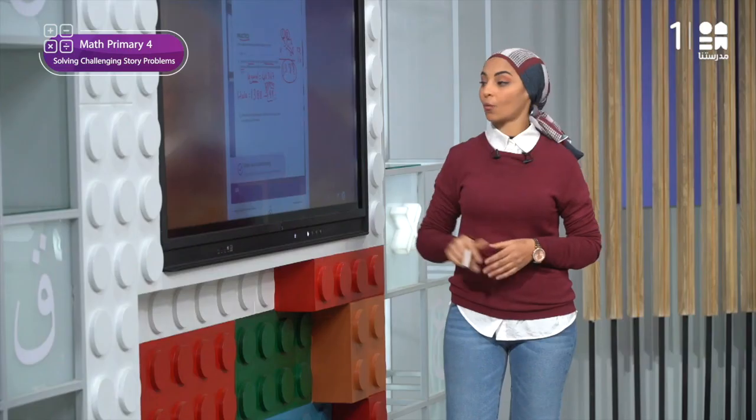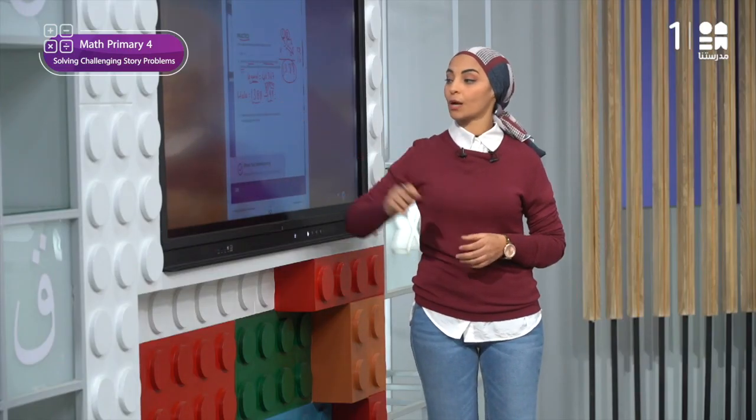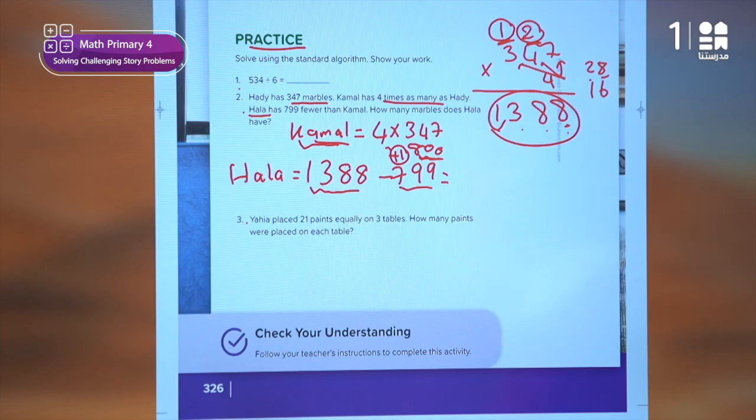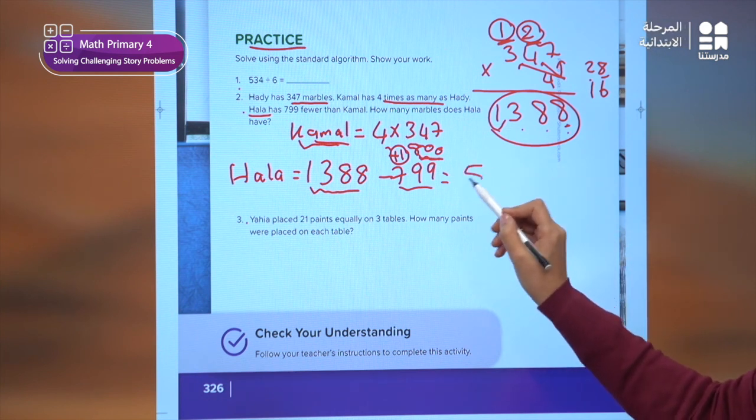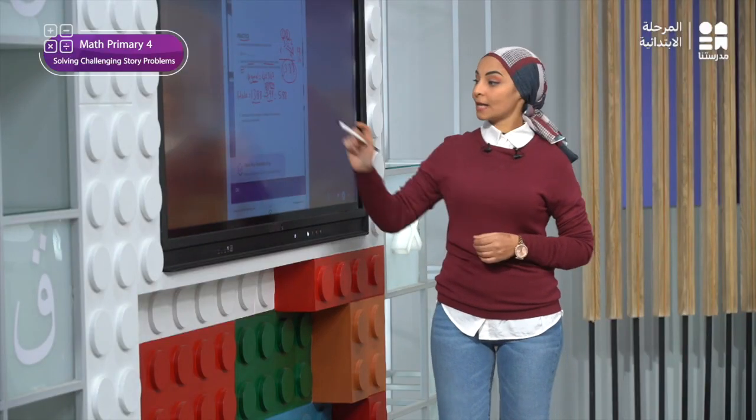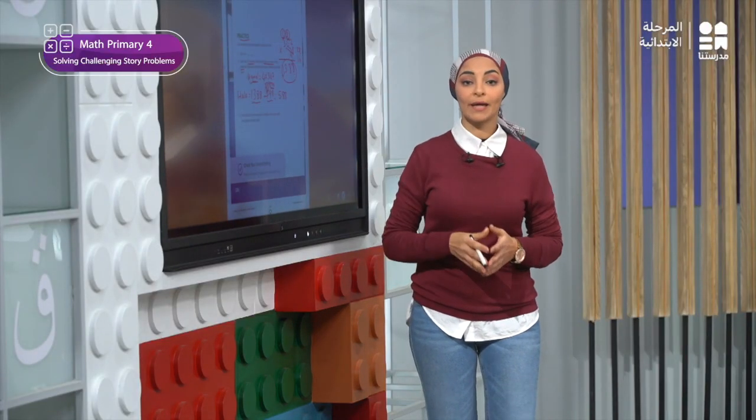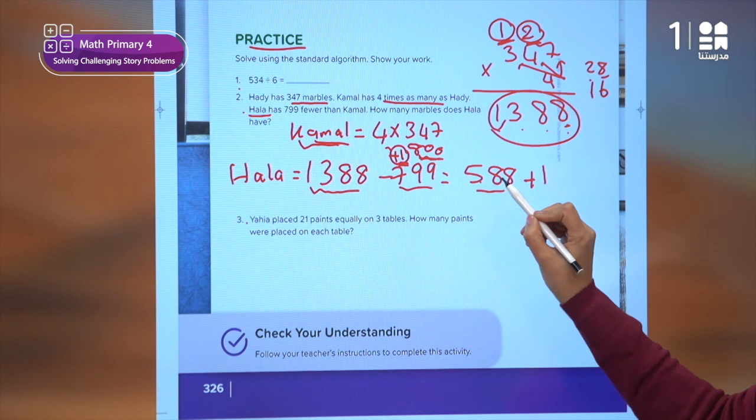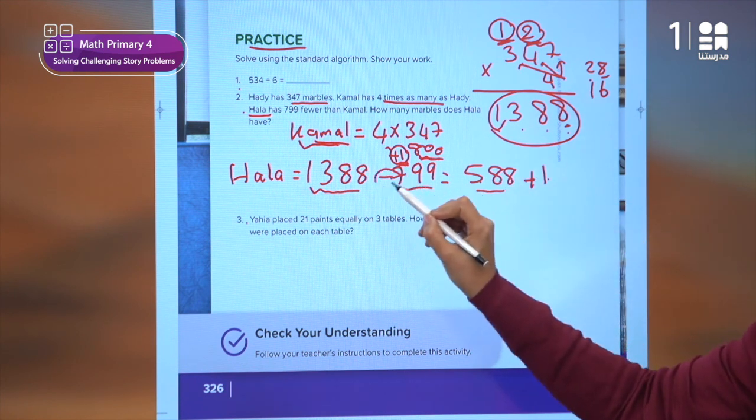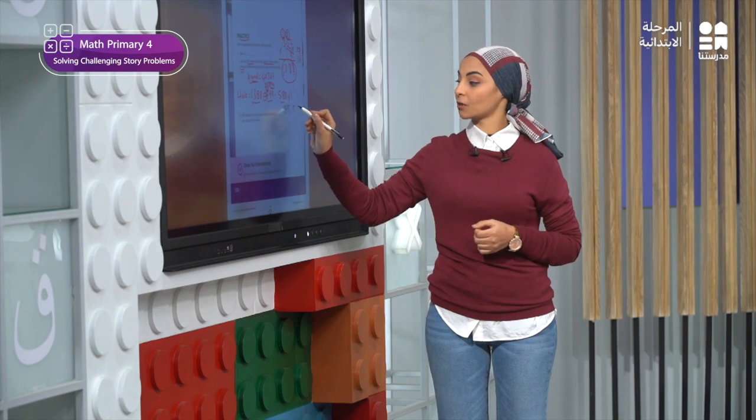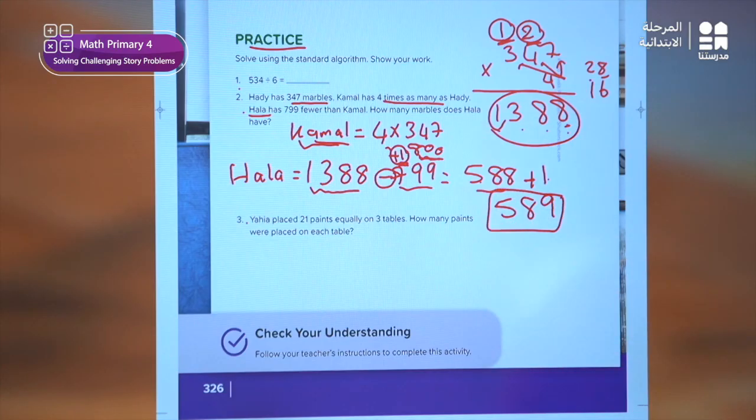To reach 800, I will add 1, right? So, what should I do now? I will subtract 1388 minus 800, right? The answer will be what? The answer will be 588. Then, what should I do? Yes, as I did here plus 1, I will make the answer plus 1. So I will do 588 plus 1. Why? Because it is subtraction. So, 588 plus 1, the answer will be 589, and this is my final answer.